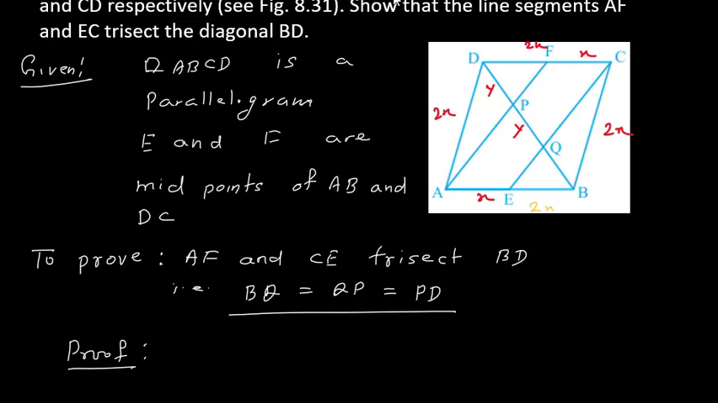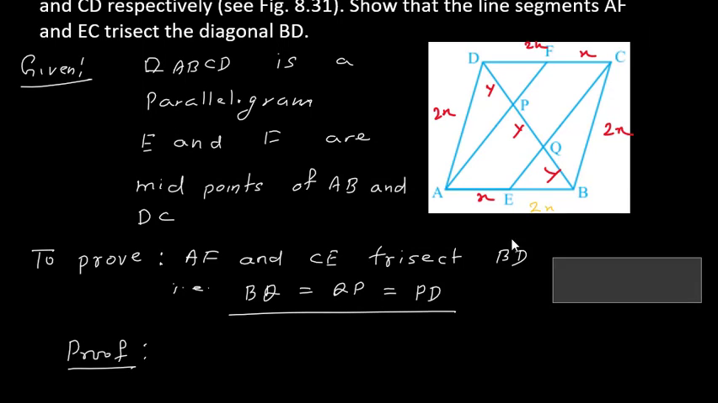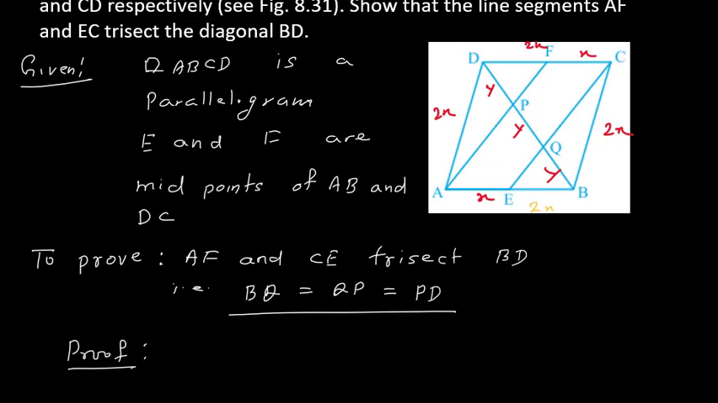Then I take triangle BPA. In triangle BPA, we have E is the midpoint of AB, and EQ is parallel to AF. Therefore, again by converse of midpoint theorem, we will say that Q is the midpoint of PB. So as PQ is Y, this also will be equal to Y. So DP equal to PQ equal to QB. Therefore, I will say that AF and CE trisect BD. Then, okay. So let us write these things that we have discussed.